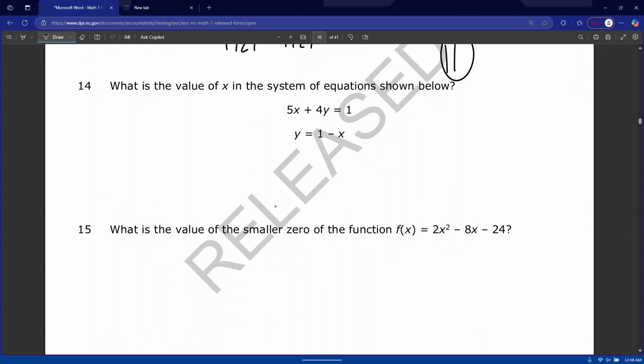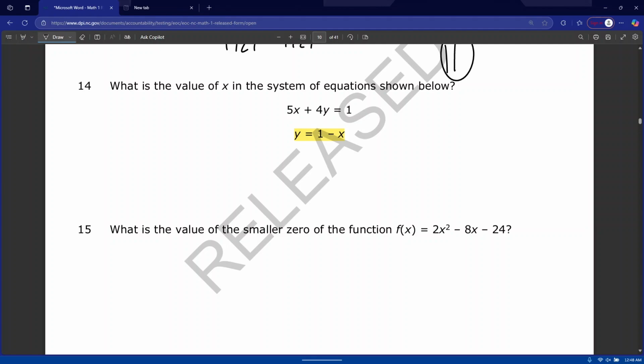And that is it. Is 14. What is the value of x in the system of equations shown below? These are easy points in the EOC, as the problem is already basically solved for you. Well, not solved, but it's already solved a variable for you. Let me highlight that. It's already solved a variable for you, so you don't need to solve every single variable yourself. Okay, these are easy points.